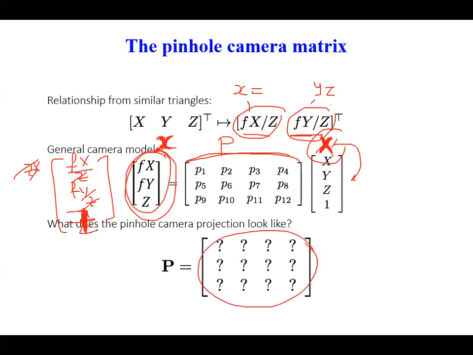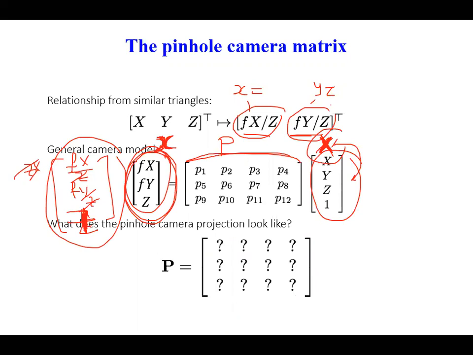What is P? I think this is very easy to know, because you already know what is the left-hand side, which is fx, fy, z, and you know what is this. Let's multiply this by this to get this. How do I do that? If I put here f, so f multiplied by x plus 0 multiplied by y plus 0 multiplied by z plus 0 multiplied by 1 will give me fx. Correct?